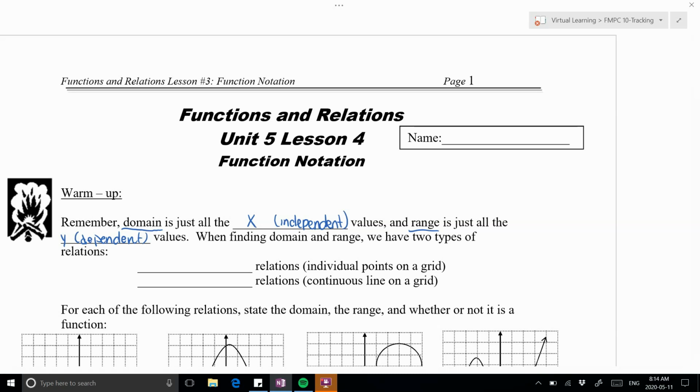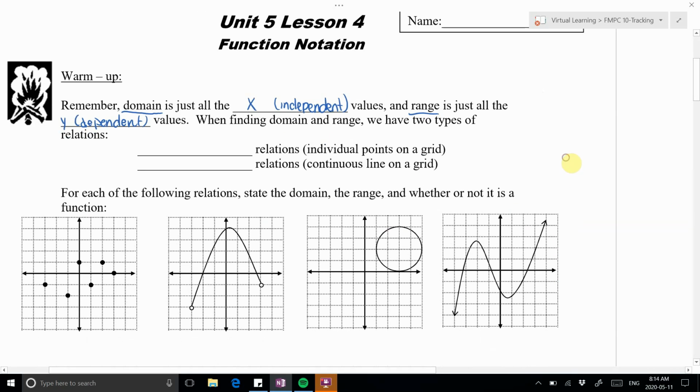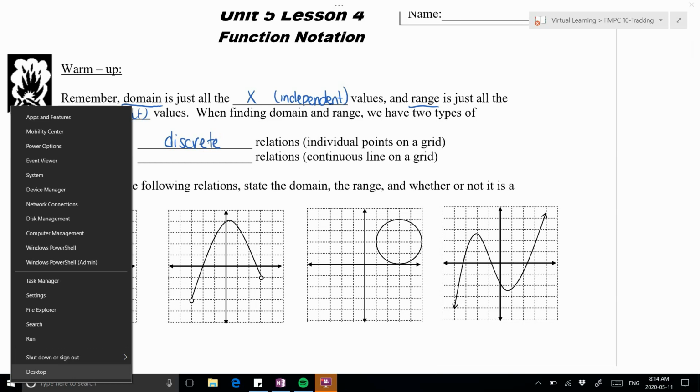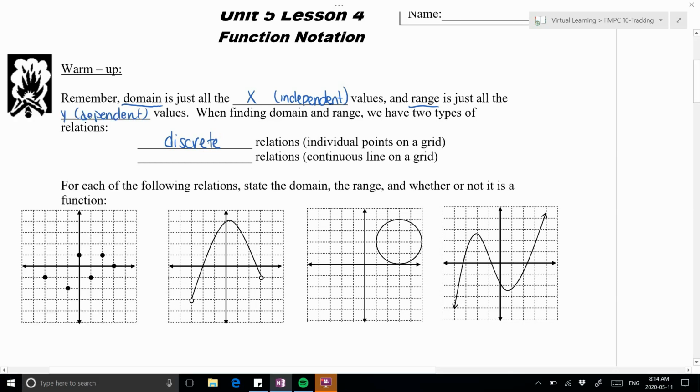We also looked at two different kinds of graphs, right? So here we've kind of got two different types. This first one here being individual points that are not connected. Remember, this is important because our domain and range is going to look different depending on how our graph looks, right? Because we're trying to show us what the possible values are. So for a graph where we only have dots, we call that a discrete graph. And in a discrete graph, we have dots that are not connected. So when we're talking about possible values, we're talking about a set of possible values that are not connected.